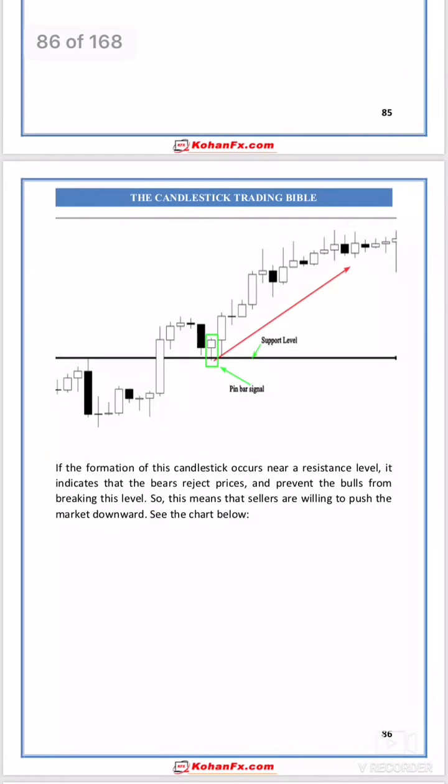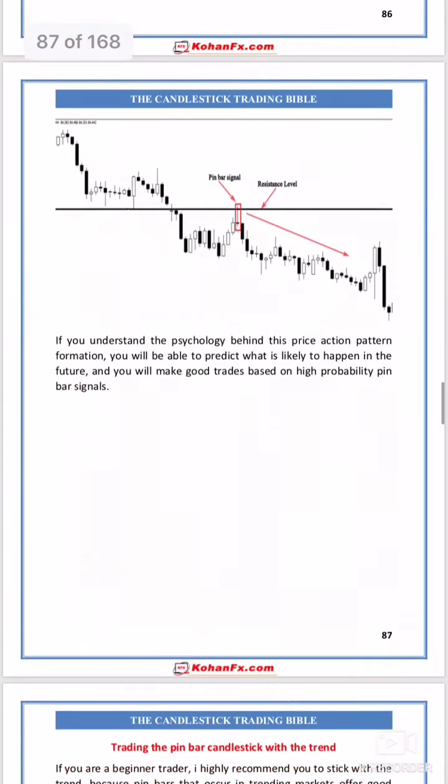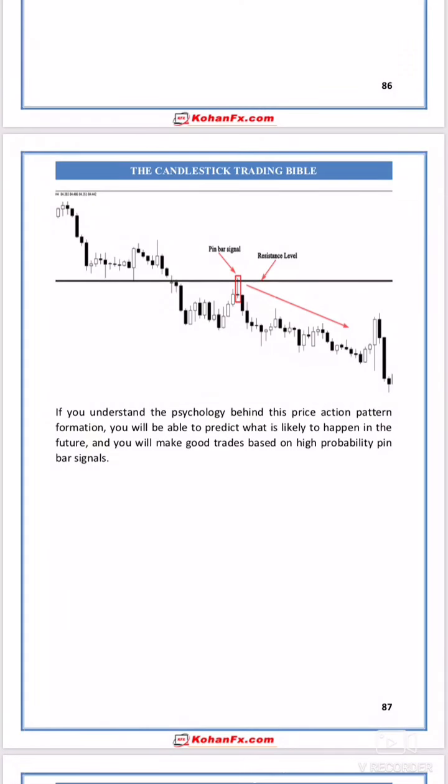If the formation of this candlestick occurs near a resistance level, it indicates that the bears reject prices and prevent the bulls from breaking this level. So, this means that sellers are willing to push the market downward. See the chart below. If you understand the psychology behind this price action pattern formation, you will be able to predict what is likely to happen in the future, and you will make good trades based on high probability pin bar signals.